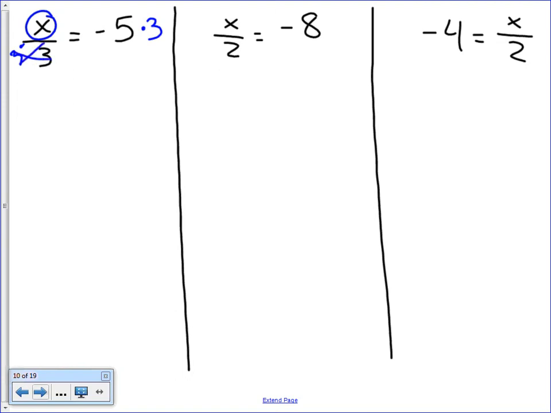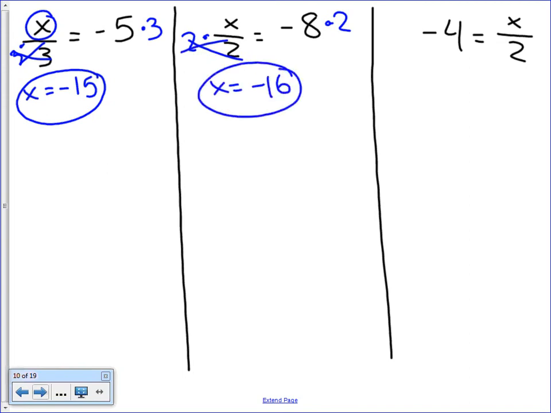But these 3's will cancel. I have an x on the left side. That equals negative 15 on the right. For the second one, multiply by 2 on both sides. x is going to equal negative 16, multiplying negative 8 and 2 together.